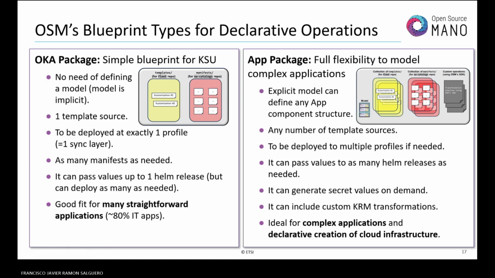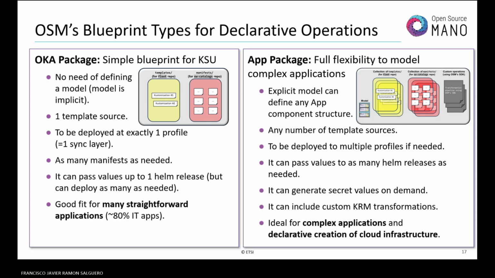And here, if we are talking about reusability, the blueprints are key. There are two blueprints in OSM that are important: the OKA package and the app package. The OKA package is a simplified blueprint that is valid for many applications. Most IT-like applications have enough with an OKA package. It only has one synchronization layer. I mean, it has some restrictions to make it simple. It has an implicit model, so that's why it's simple. The point is that roughly 80% of applications could fit into this model, so the onboarding is very simple.